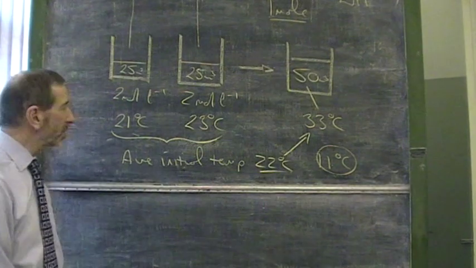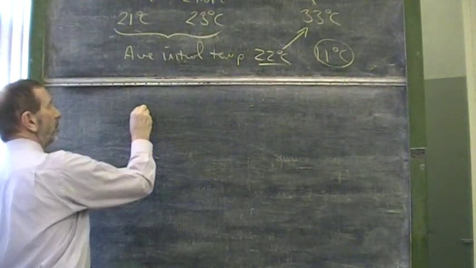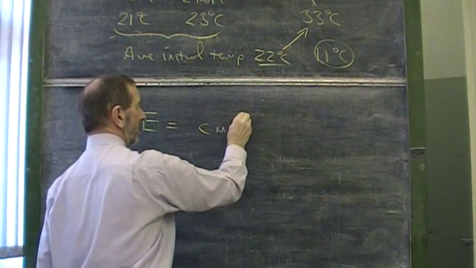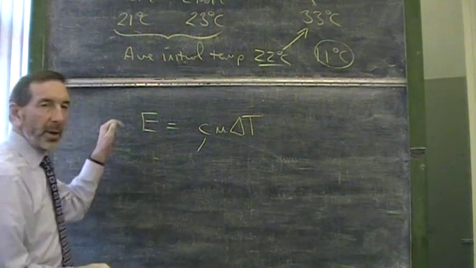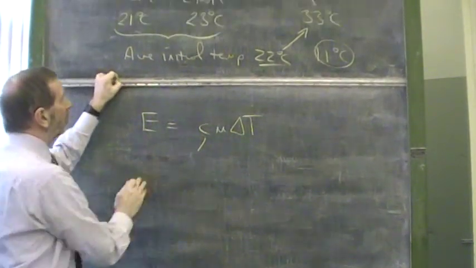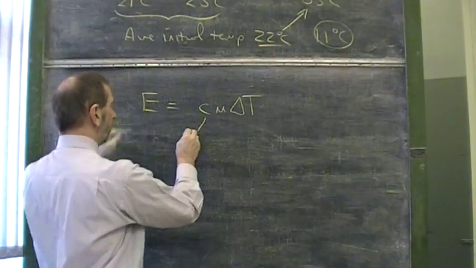Can we use these numbers to calculate the enthalpy change involved? Here we go. It's the same old equation. The energy produced equals Cm delta T. C, that's the specific heat capacity of water, is the only number we can use. I know these are not pure water, but there's no other number available. So 4.18.